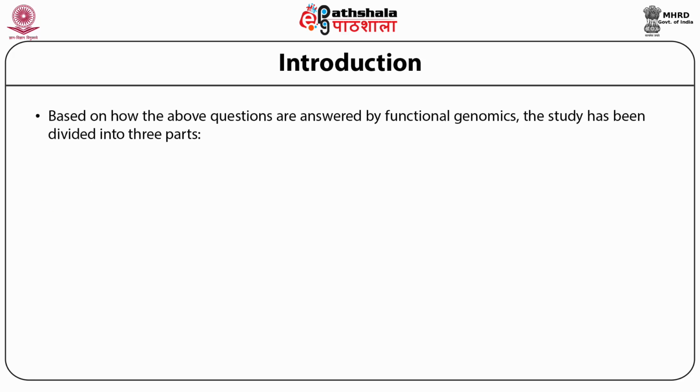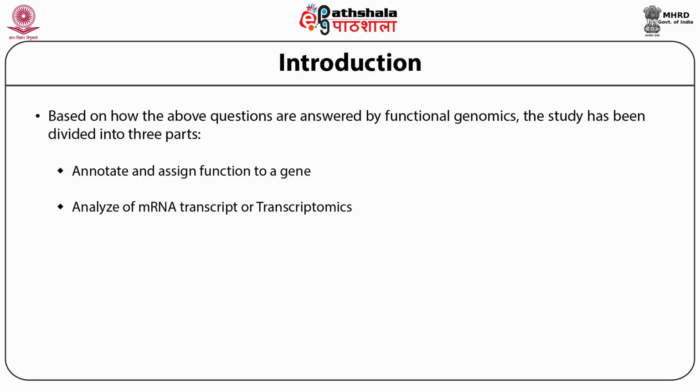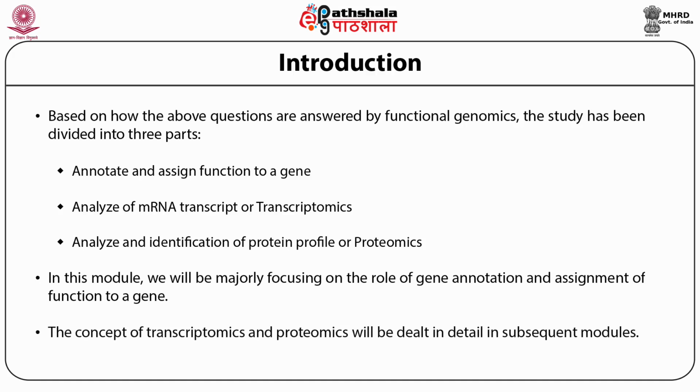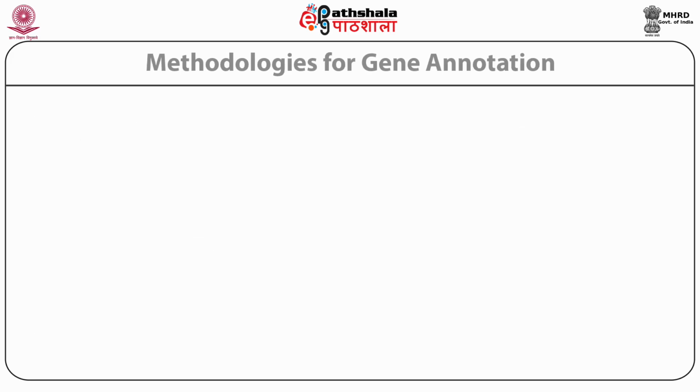Based on how the above questions are answered by functional genomics, the study has been divided into three parts. First, annotate and assign function to a gene. Second, analyze the mRNA transcript, which we call transcriptomics. Third, analyze and identify the protein profile, also known as proteomics. In this module, we will be majorly focusing on the role of gene annotation and assignment of function to a gene. The concept of transcriptomics and proteomics will be dealt in detail in subsequent modules.